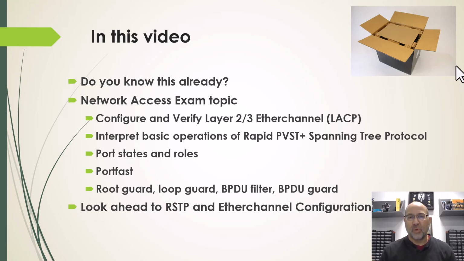We want to understand port states and roles, what PortFast is. It's a feature of spanning tree, or a feature on Cisco configuration devices. And then Root Guard, Loop Guard, BPDU filters, and BPDU Guard. These are all options that you can employ in your spanning tree topology. And our look ahead will be to Rapid Spanning Tree and EtherChannel configurations. So this is a big topic, and I could talk for a long time on it. We're going to try and keep this to the same length as the other ones. But without further ado, let's do some "Do You Know This Already?" questions.